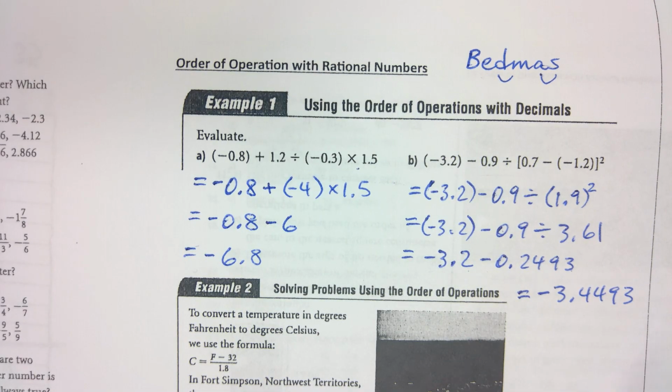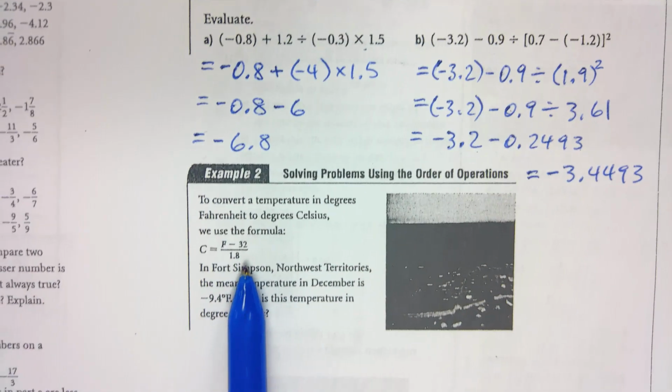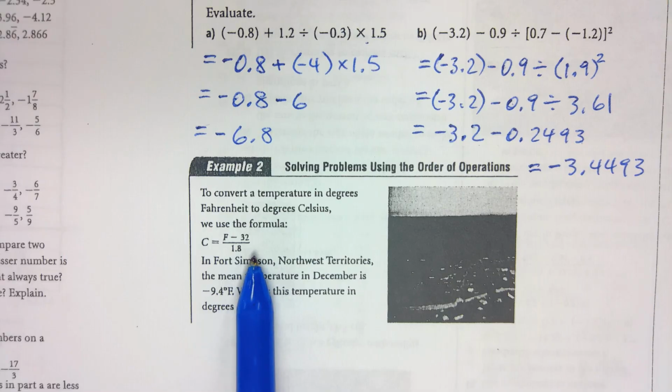Okay. Example 2, solving problems using the order of operations to convert the temperature in degrees Fahrenheit to degrees Celsius. We use this formula. This is very useful, especially when you go to the States. They use Fahrenheit. We use Celsius in Canada.